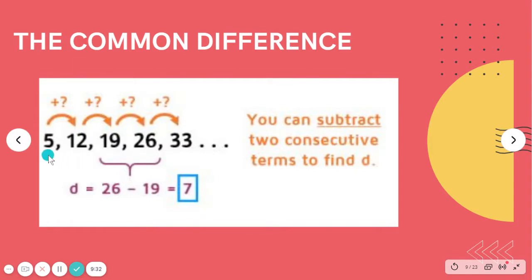So katulad nito, magkasunod ang 5 and 12. Pero hindi mo isusubtract 5 minus 12. Instead, ang gagawin mo, isusubtract mo muna yung second term dun sa first term. So 12 minus 5, that is 7. 19 minus 12, 7. 26 minus 19, 7. 33 minus 26, that is 7. And since puro 7 ang nakukuha mo doon sa two consecutive terms na pinagma-minus mo, ibig sabihin that is their common difference. So in this sequence, our common difference is 7.